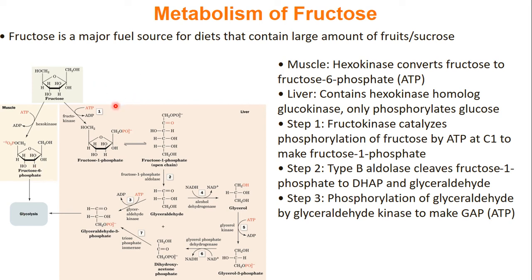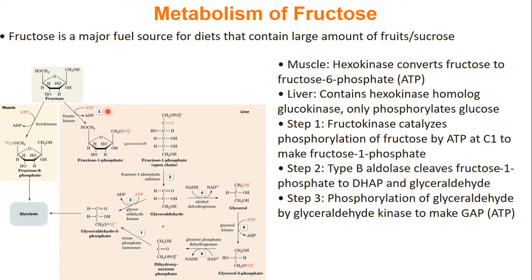If we're in the liver, we have to use a different pathway. The liver has a hexokinase homolog, glucokinase. So it doesn't have hexokinase, and glucokinase can only work on glucose. So we have to do a few steps before our fructose is ready to go to glycolysis.